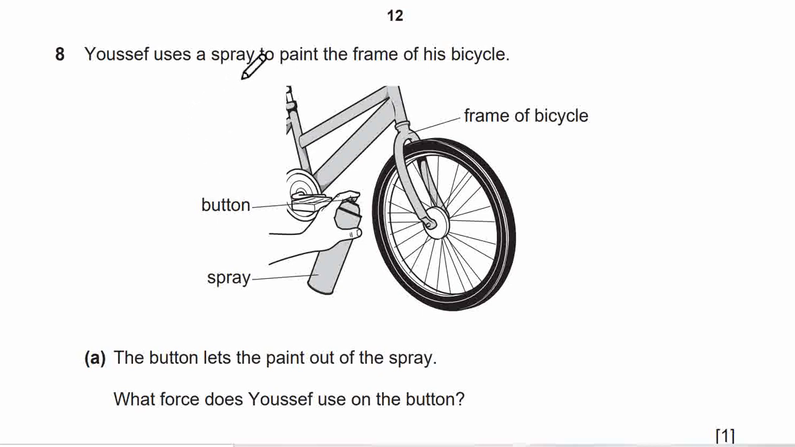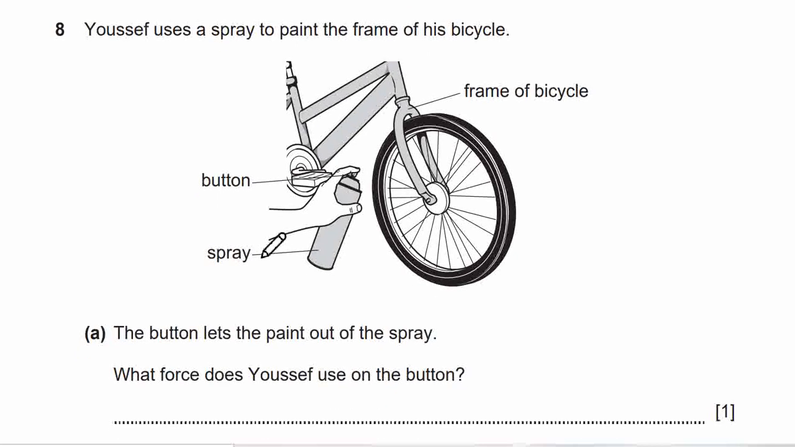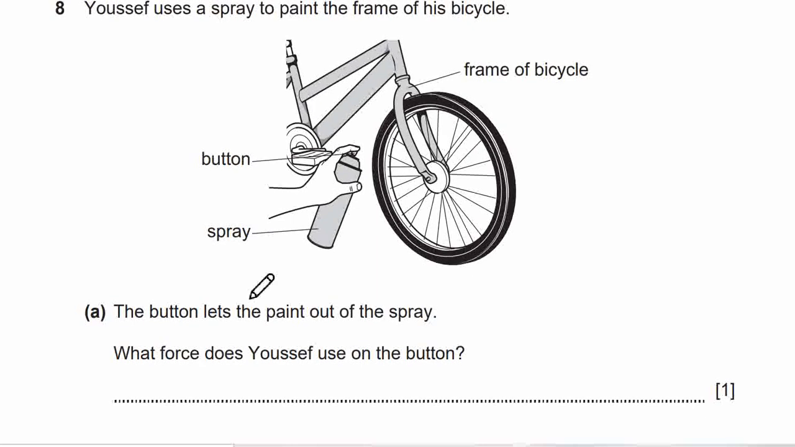Joseph uses a spray to paint the frame of his bicycle. Button, spray, frame of bicycle. The button lets the paint out of the spray.